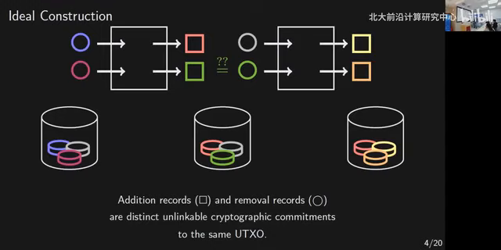We also want it to be hiding because of privacy. And so I guess the color scheme indicates that this addition record and this removal record are both linked to this coin. But the point is that since they have different shapes, you cannot link them. That's the very abstract ideal construction that we're looking for.